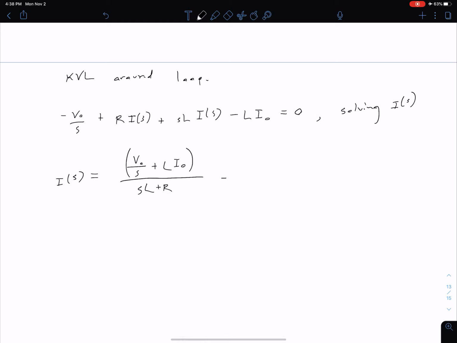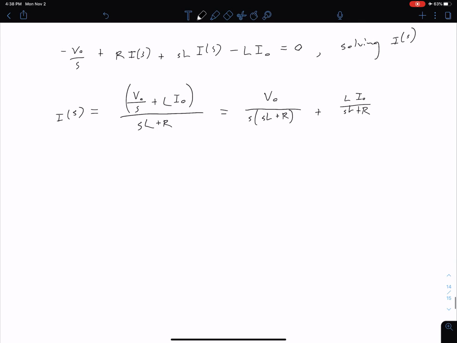And so what I'm going to do is go ahead and split this into two terms. So I'm going to say this is V0 divided by S times (SL plus R), plus L times I0 divided by SL plus R. The reason I'm doing that is because we know that this I0 term here is just going to be some value. So in the next step we can say this is already sort of done. We don't have to consider that in our partial fraction expansion.